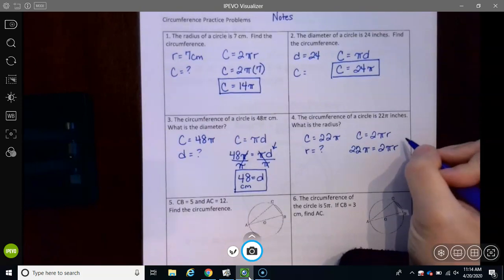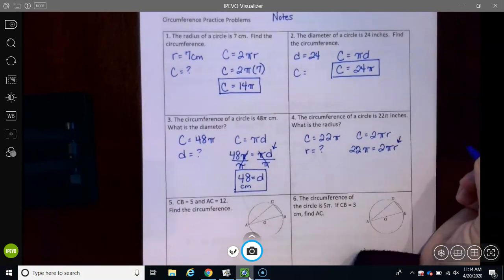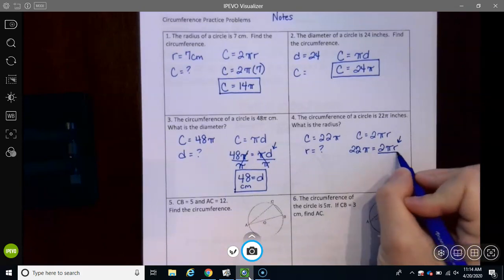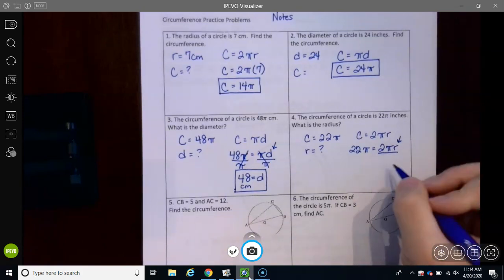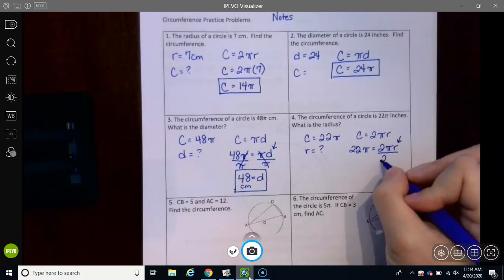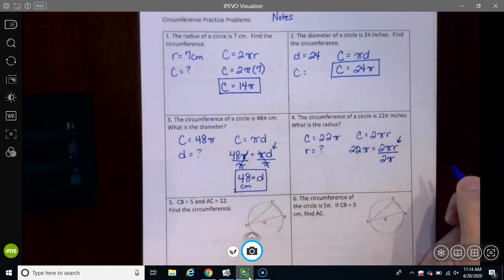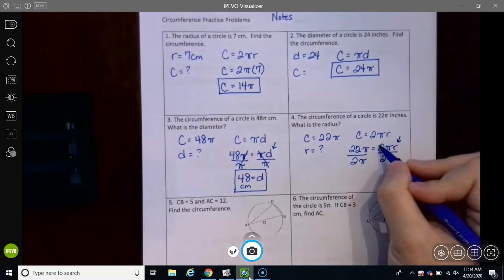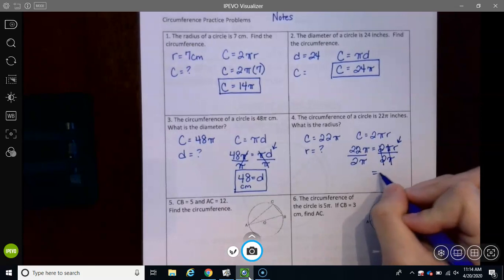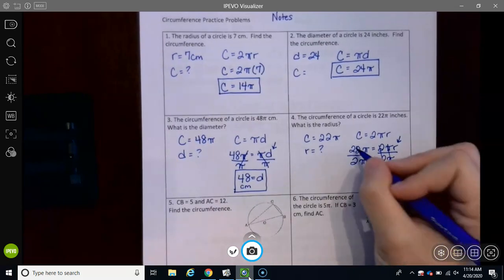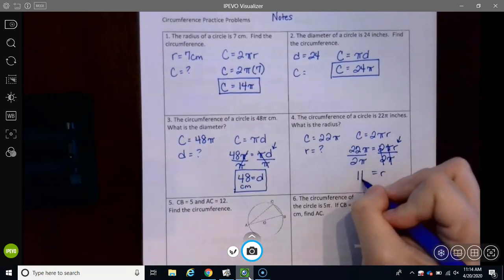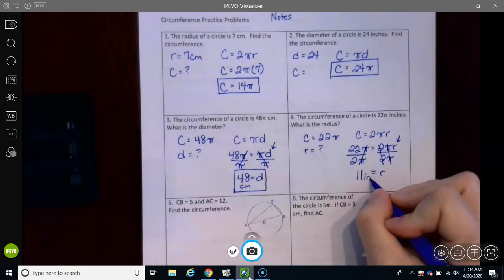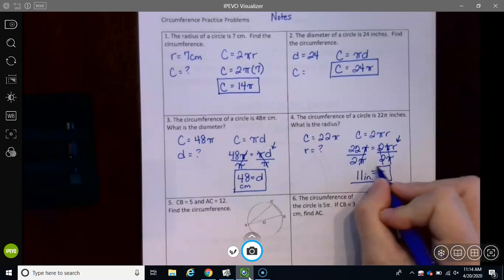So our goal in this case, we're trying to find the radius, so that's what we want to get by itself. So since this is 2 times pi times r, the way we eliminate or get rid of the 2 and the pi is to divide that side by 2 pi. And whatever you do to one side, you do to the other. So the 2's cancel out, the pi's cancel out, so we're just left with the radius. 22 divided by 2 gives me 11, and the pi's canceled out. And this was in inches, so our radius is 11 inches.